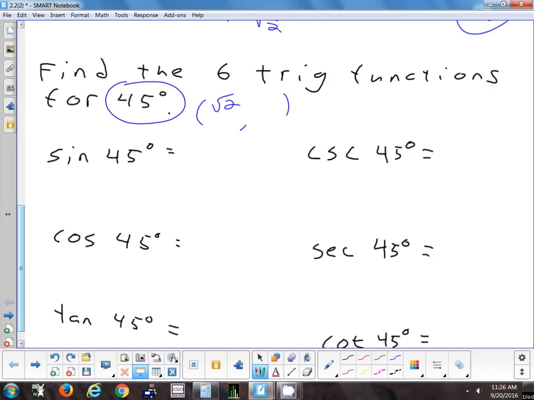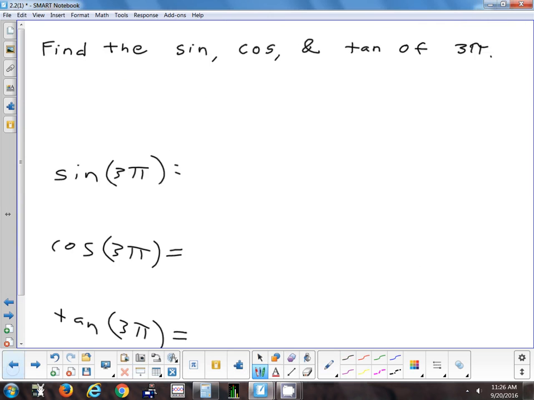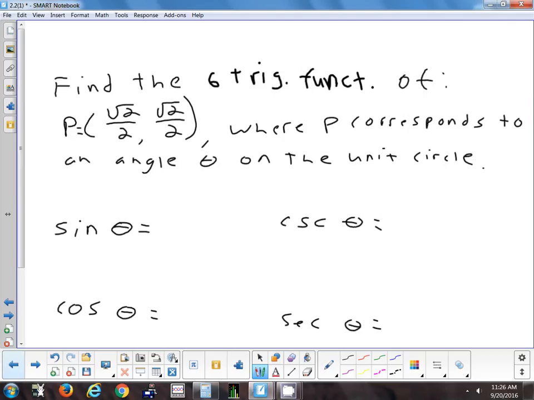Square root 2 over 2, comma, square root 2 over 2. Does anybody remember seeing this coordinate yesterday? We already did this problem. If we go back to our notes, it says find the 6 trig functions of square root 2 over 2, comma, square root 2 over 2.